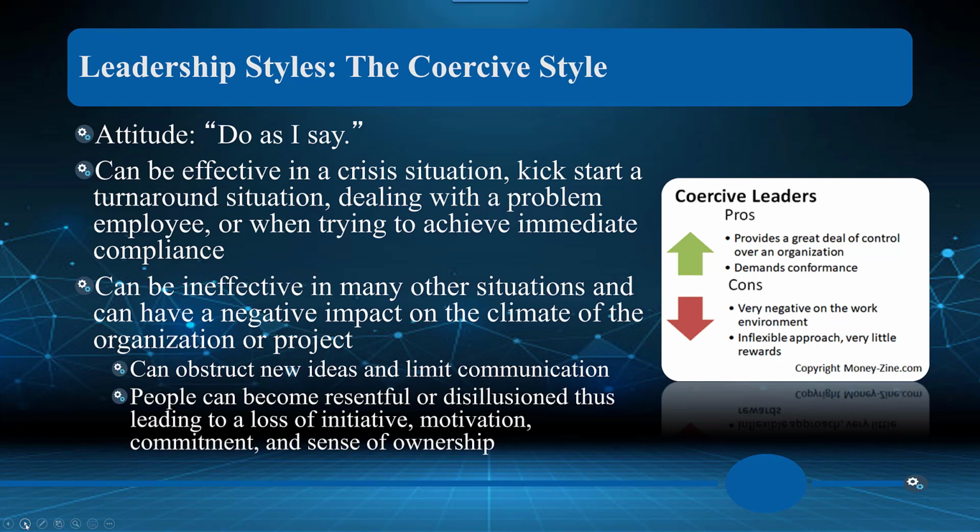If we bring in a turnaround person, that person tends to be the leader for the turnaround and not the sustainable organization, unless that leader can change their style. But a lot of times that leader who is using the coercive style doesn't last long. Okay, they're not going to create fans. It provides a great deal of control over an organization. It demands conformance. Cons, very negative on the work environment. So you can see why we can only do this for a short time. We can turn a company around, but this tends to not be the person who's going to lead the company for 5 to 10 years after the turnaround.